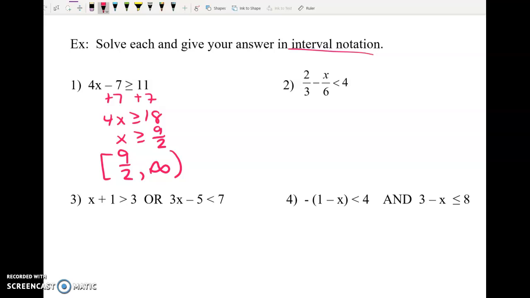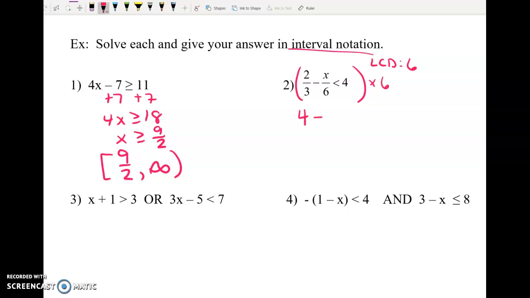Number 2, we have fractions again. So we have to get rid of our denominators, and you are allowed to multiply the entire inequality by the LCD. In this case, it would be what for number 2? What would the LCD be for number 2? If you said 6, you are correct. So we're going to multiply this whole inequality by 6.